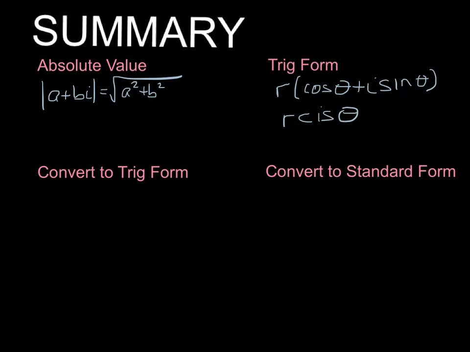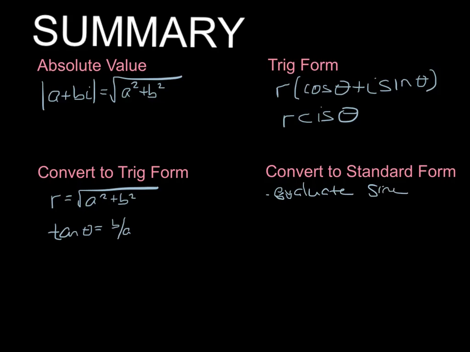And then we learned to convert between the two forms. If you wanted to convert a number to trig form, you'll have to find r, which is the absolute value, and you'll need to find theta, and the way we do that is using the tangent ratio. And then converting to standard form, you really had two steps here. You wanted to evaluate your sine and cosine functions, and then the second step was to distribute r. And that's it for today.